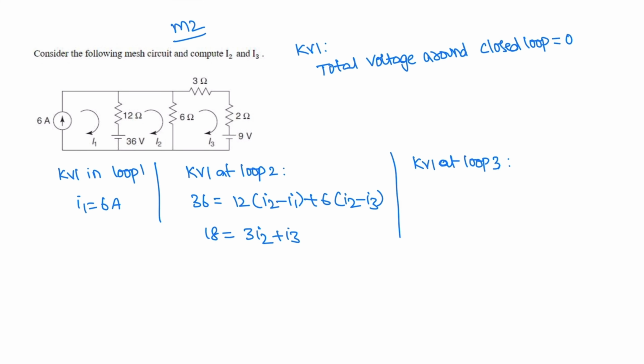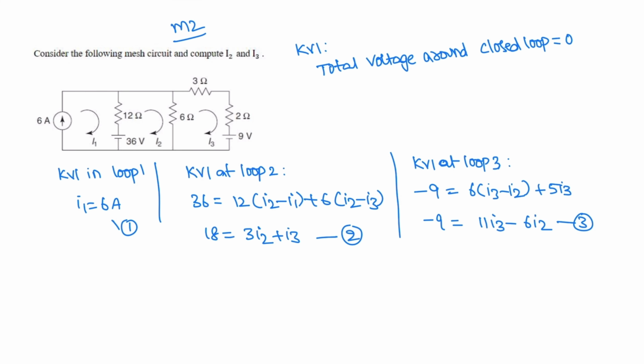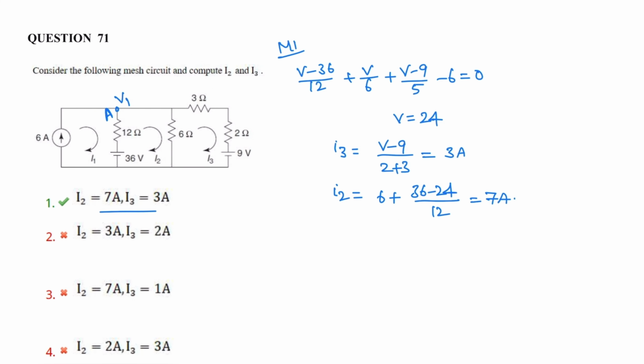So KVL at loop 3, that is minus 9 is equal to 6(I3 minus I2) plus 3I3 plus 2I3, that is 5I3. On calculation, minus 9 is equal to 11I3 minus 6I2. Solve equation 2 and equation 3. This is equation 1. On solving equations 2 and 3, we will get current I2 as 7 ampere and current I3 as 3 ampere. Next question.